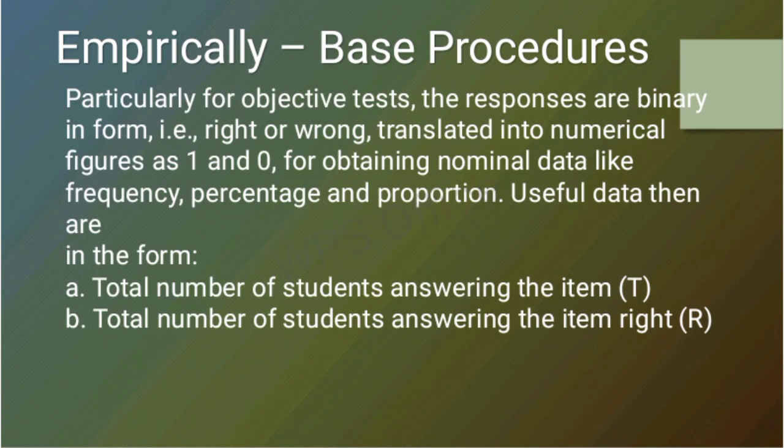Particularly for objective tests, the responses are binary in form, for example, right or wrong, translated into numerical figures as 1 and 0 for obtaining nominal data like frequency, percentage, and proportion. Useful data then are in a form: A, the total number of students answering the item, is T. B, the total number of students answering the item right, is R.